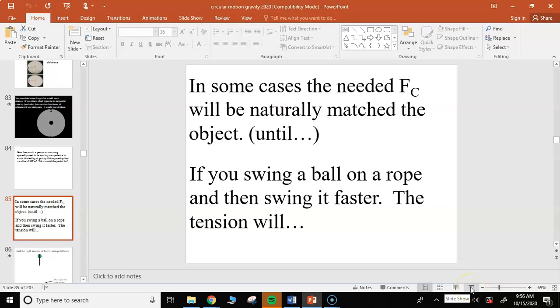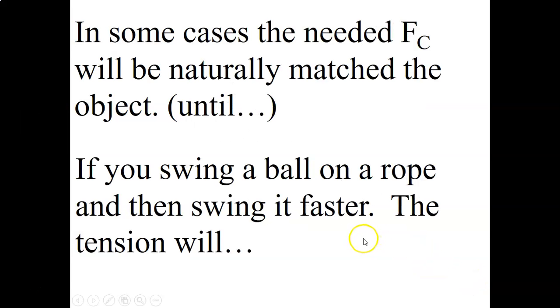Hello, welcome back to centripetal acceleration and uniform circular motion. There's a lot of times where the centripetal force will naturally be the right amount to travel around in a circle. For example, if you swung a ball around on a string, that tension is gonna match the necessary centripetal force. If you swing it faster, the tension in the string is gonna go up until you swing it so fast that the string can't handle it, and it breaks.